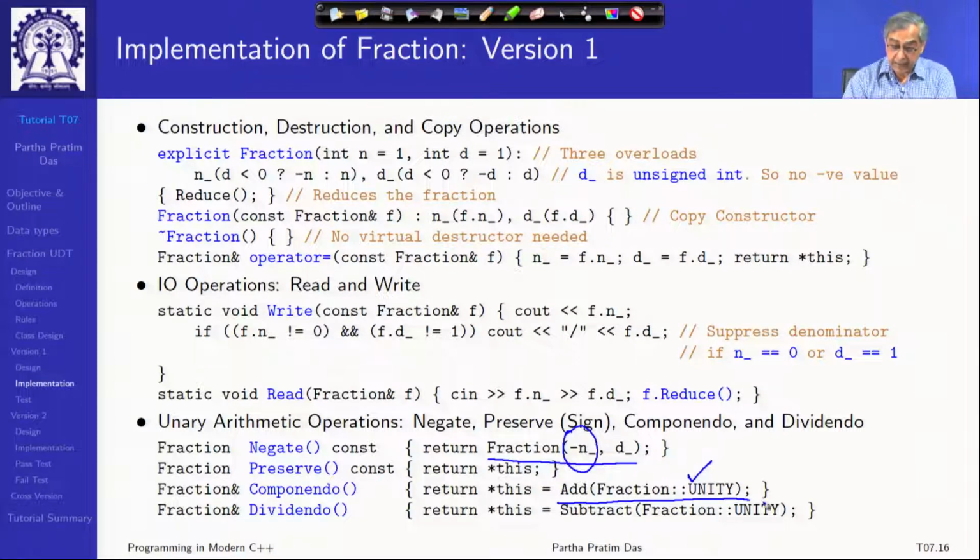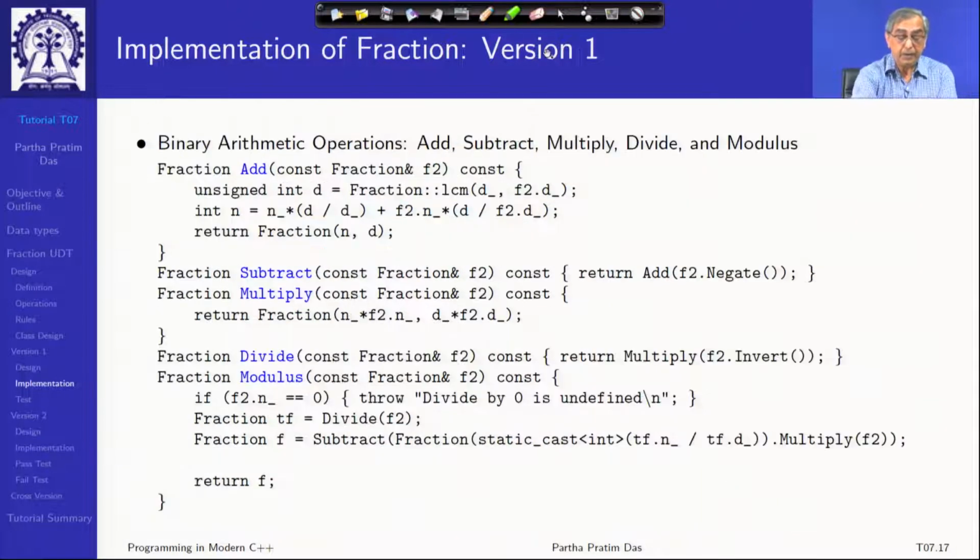I can add unity, I can subtract unity, and I can very easily realize these different member functions. The add function you can go through carefully, taking the LCM and so on, but it is exactly the formula as we have already given in the section of operations. That is just coded, we will give you this. You have a new fraction created as a sum of the two fractions, and you return that.